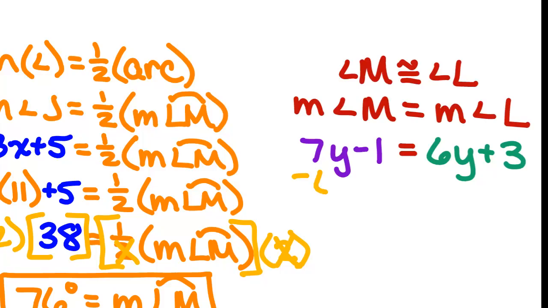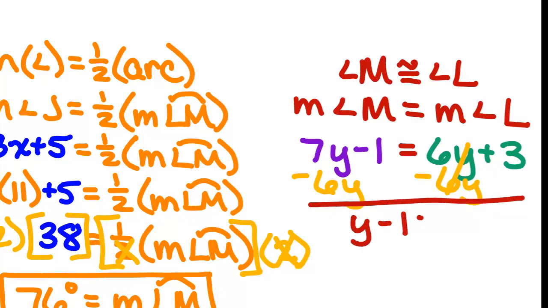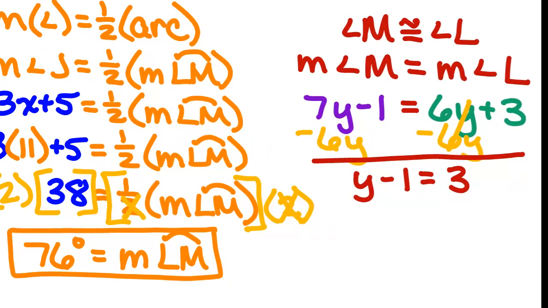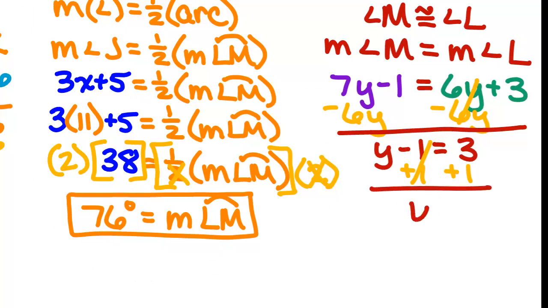So the first thing I need to do is get my y's to the same side. I'm going to subtract 6y from both sides. That gives me y minus 1 equals 3. And then I add 1 to both sides, and I find out that y is how big? y is 4.